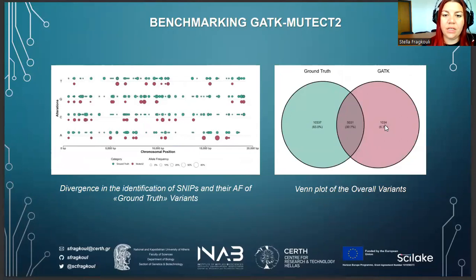Here we see the SNPs and their corresponding allele frequency on the left. The green color represents our ground truth and the red color represents the results that were produced by GATK. We see that the variant caller missed a lot of the variants and in many cases reported a different value for the allele frequency of the detected ones. On the right, there is a Venn plot for all the variants in both the ground truth dataset and the results from GATK. We see that their agreement is about 30%.